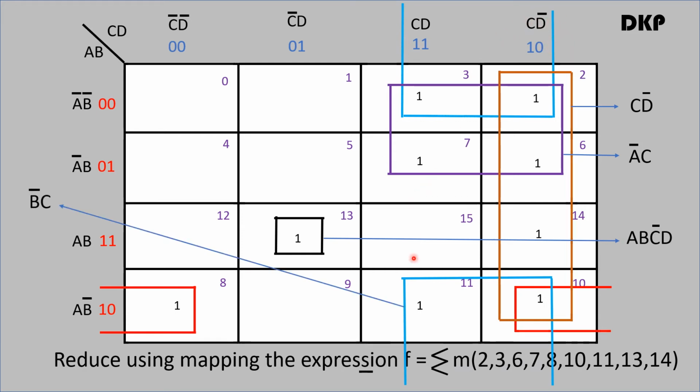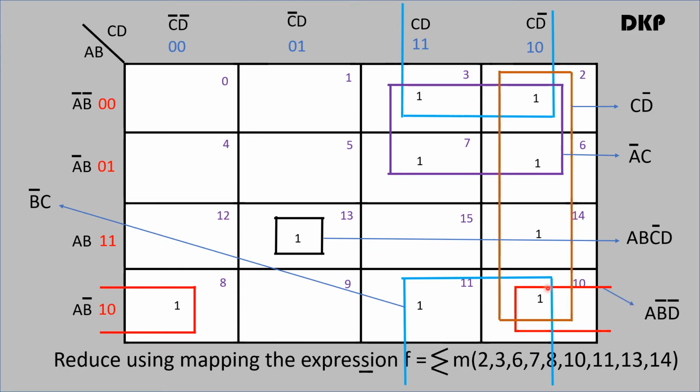And the last group, these 4 cells, that is 11, 10, 3, 2, this group is called B bar C. That is, here you can see A B bar and A bar B bar. Here B bar is common, that is written here, and in this CD and CD bar, C is common, that is written here. Therefore, this group is called B bar C.